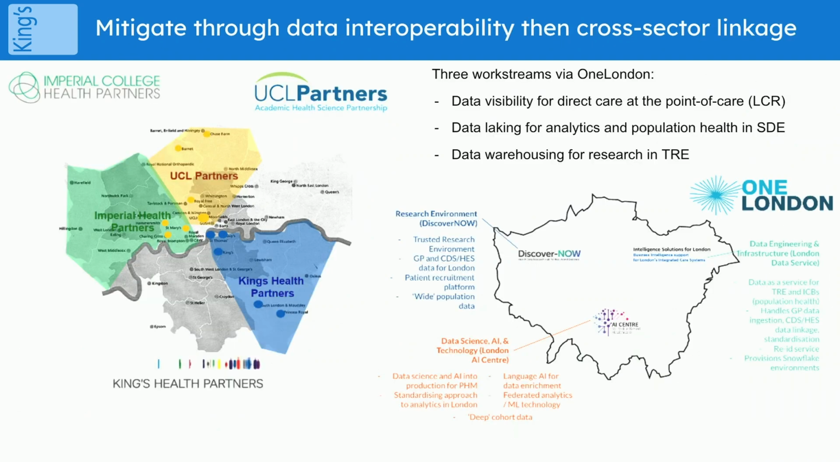Then we are linking across sector. So I'm on the One London Technical Design Authority, and we're linking GP records across London at the moment, the London Data Service. And the AI Centre on the south side is providing a lot of the technologies, and the linkages are happening through the North London Data Service. But this is obviously tabular data from GP records, which, you know, is not necessarily that deep, but it's long. It's wide, it's long and wide, longitudinal. So that is helpful in that regard.